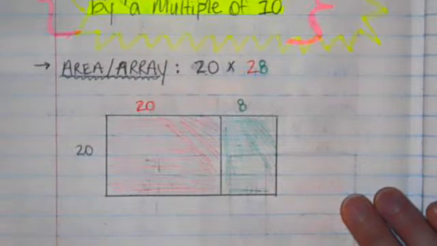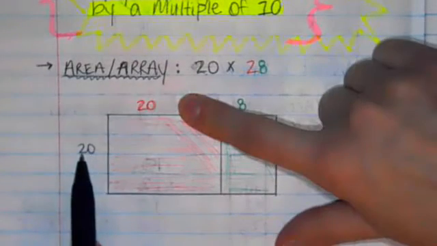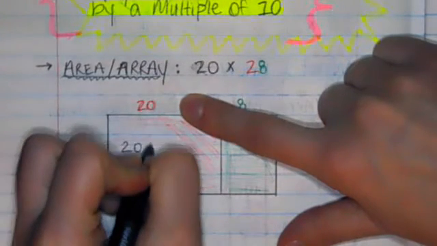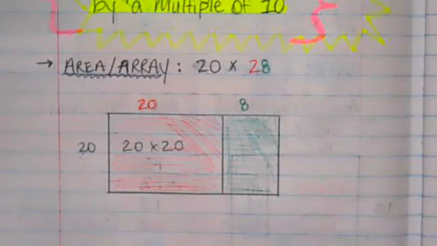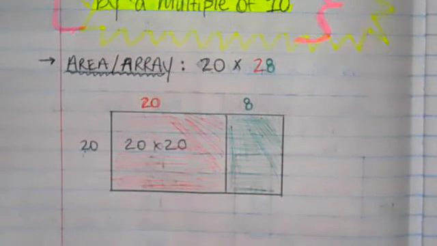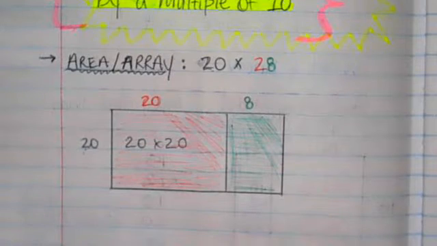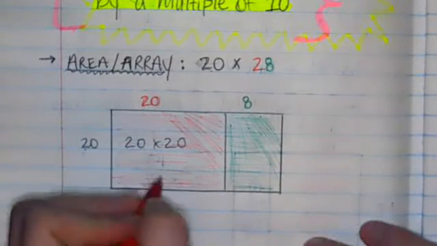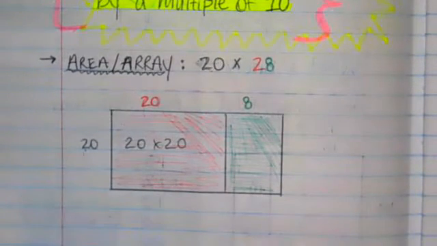All right, so in this box right here, I have 20 times 20. And when I do 20 times 20, I take my basic math fact, which is 2 times 2, which is 4, and then I add the 2 zeros on the back. So that would be 400.